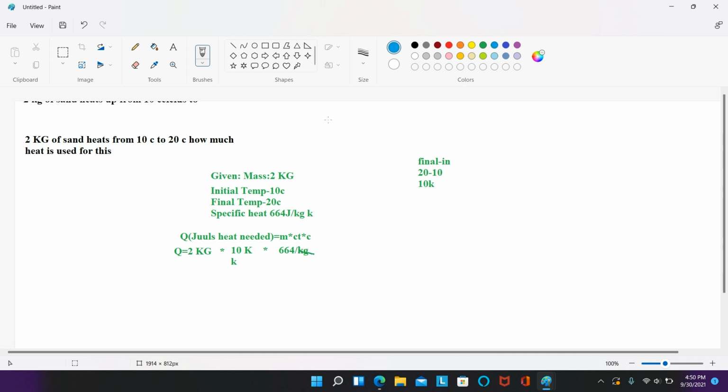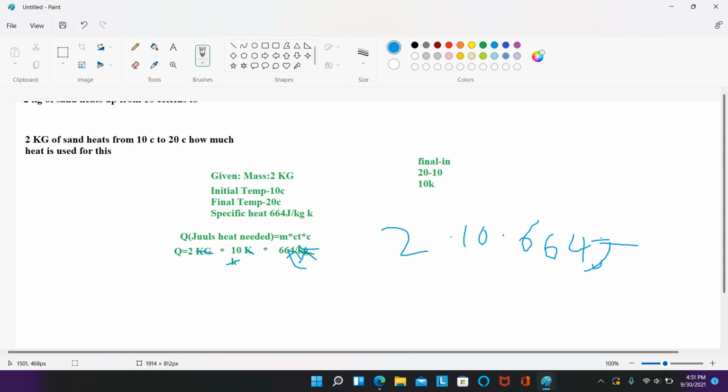Let's use a different color. Kelvin with Kelvin, you can cancel them out. And then you can also cancel out the kg with the kg. So what you have left is 2 times 10 times 664. And here I forgot to add a label, joules, which should be put right there. So joules.